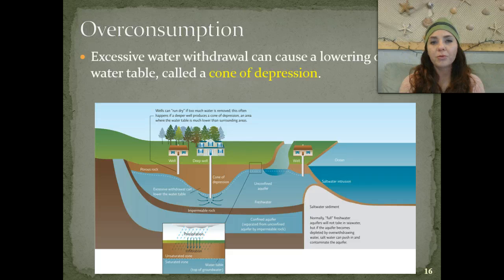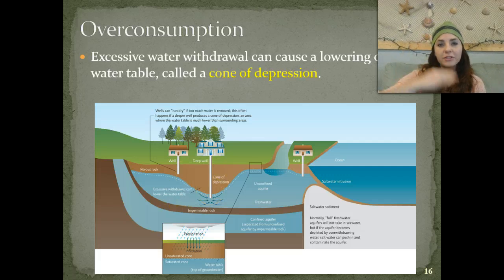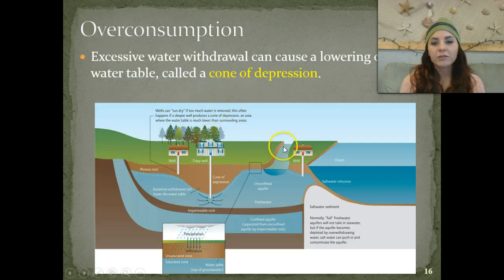So we have a huge problem with overconsumption of fresh water. Excessive water withdrawal from the aquifers can cause a lowering of the water table, and that's actually called a cone of depression. So looking right here, this would be an example of a cone of depression. One of the bad things that occurs if someone takes that water from the water table and they start drilling a deeper and deeper well, is that areas around it that have shorter wells are going to start to run dry.